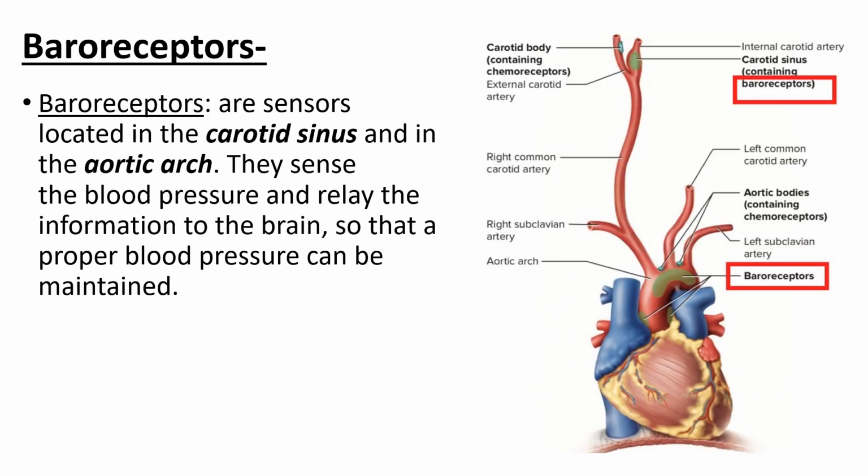Now, baroreceptors is something I really want to stress. This is something the nursing department really asked me to lean into here. Baroreceptors, sensors that we locate specifically in our carotid sinus and in our aortic arch. So our carotid sinus and aortic arch, they sense blood pressure and relay that information to the brain, so then the brain can make the proper adjustments that it needs to get our blood pressure back within a desirable range. So carotid sinus, aortic arch, we're measuring blood pressure with baroreceptors.